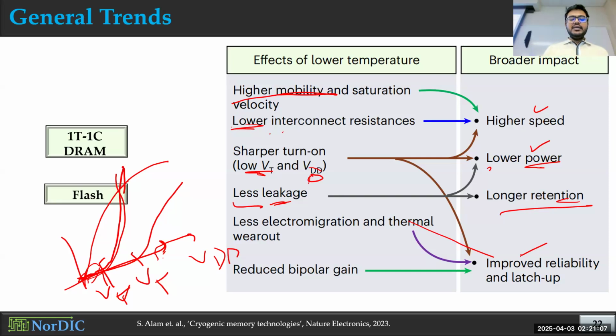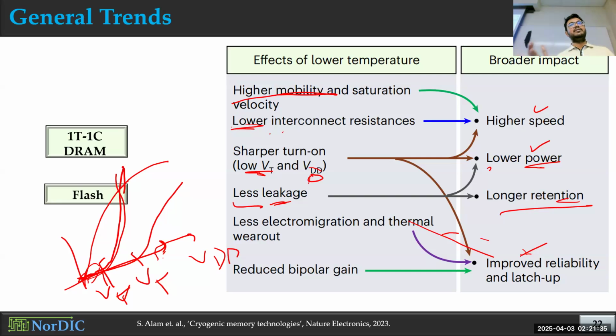Okay. And finally, if you go to lower temperature, as I mentioned, the thermal noise will be lower, and similarly thermal wear out and thermal electromigration will also be lower. These things will be lower with the lower temperature. So it will also help you to improve the reliability of the whole circuits and system. So as you can see, if we go to cryogenic environment, we only get good news. Everything improves, and that's the case for CMOS actually.